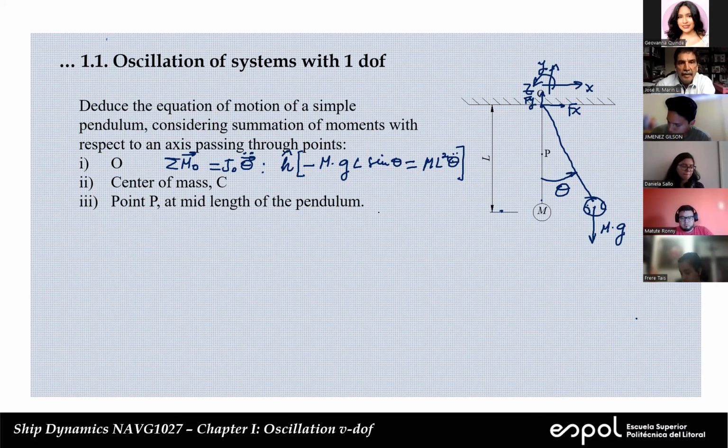From here, you remember that you cancel M, you divide by L squared, and that's the equation: theta double dot plus g over L sine theta equals 0.